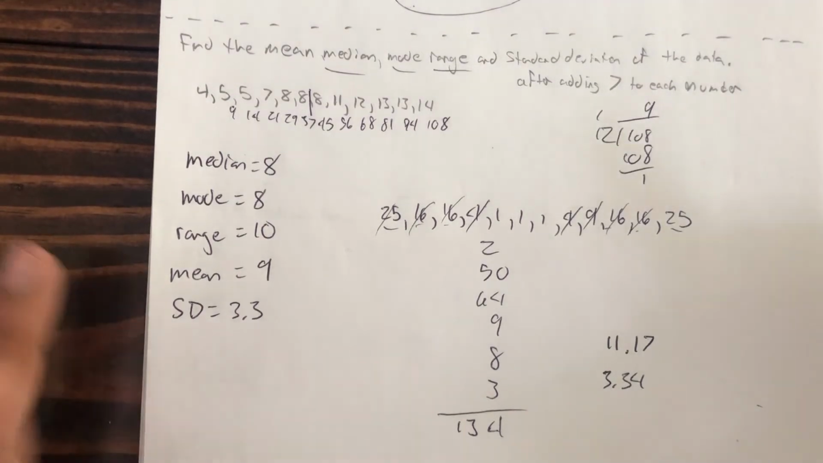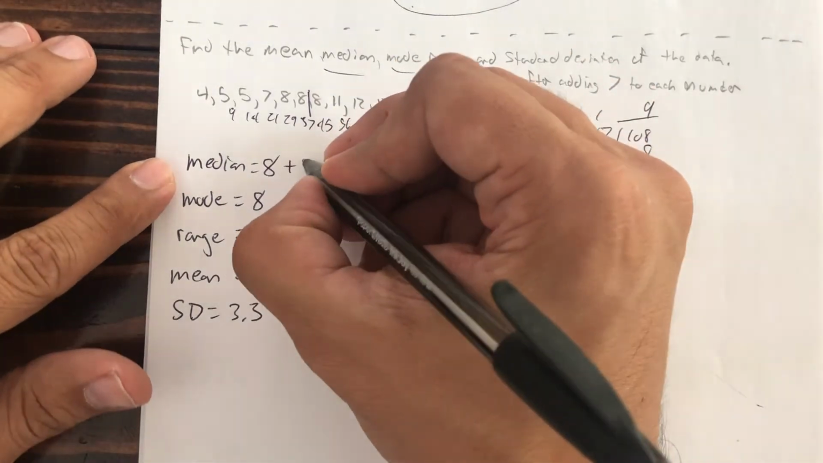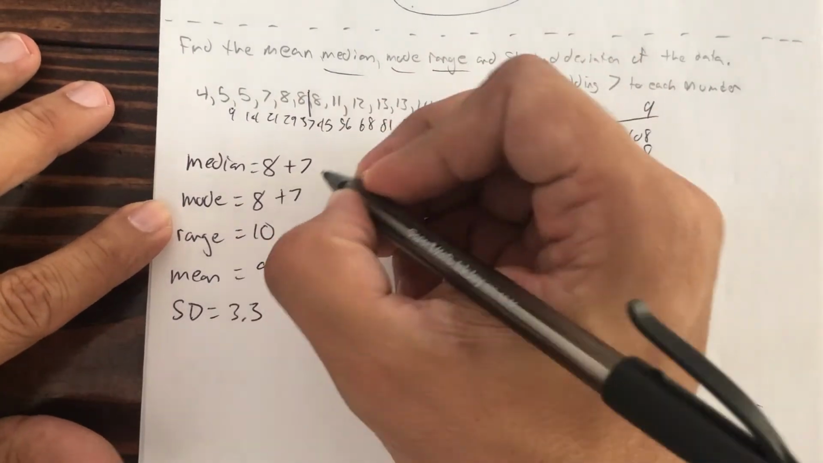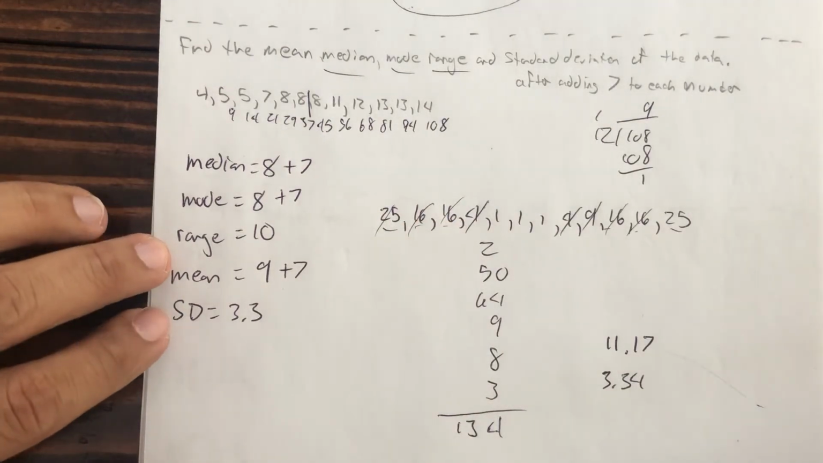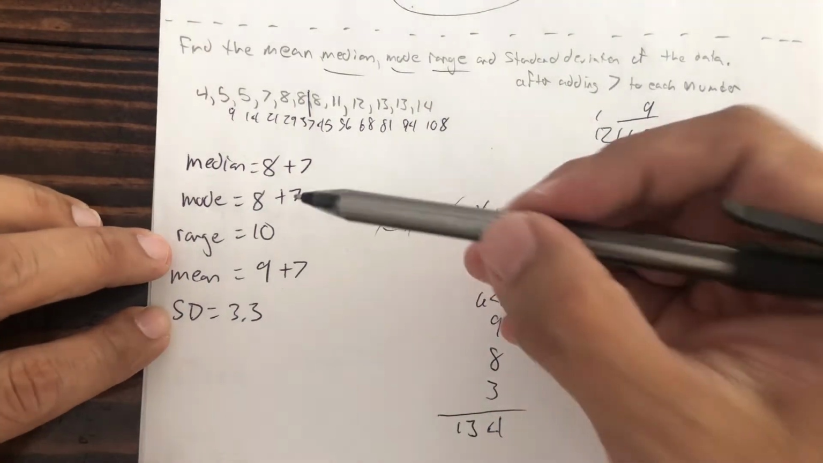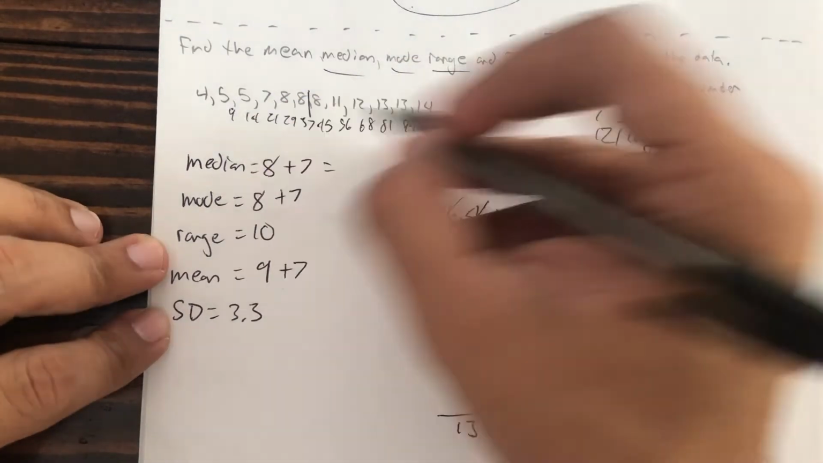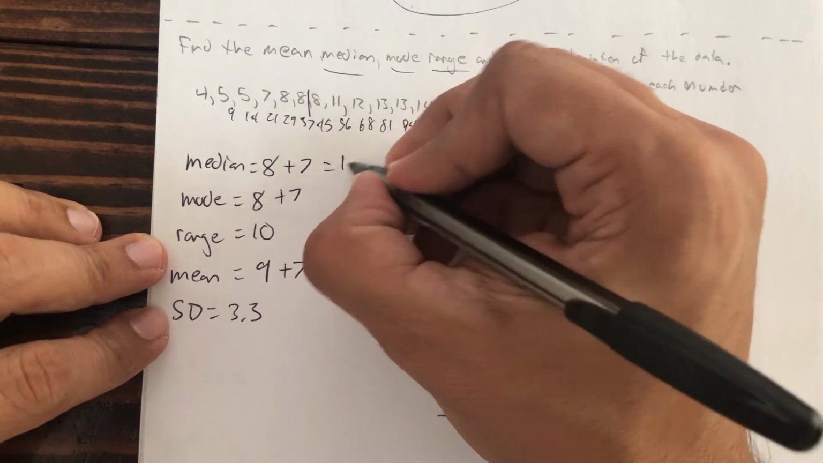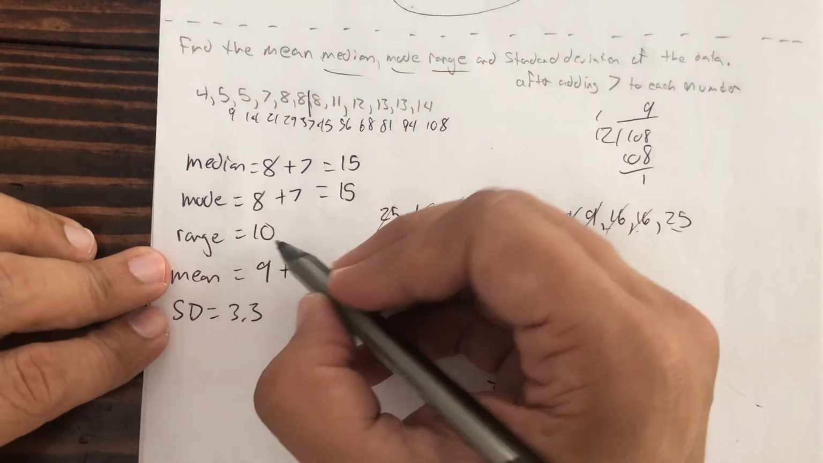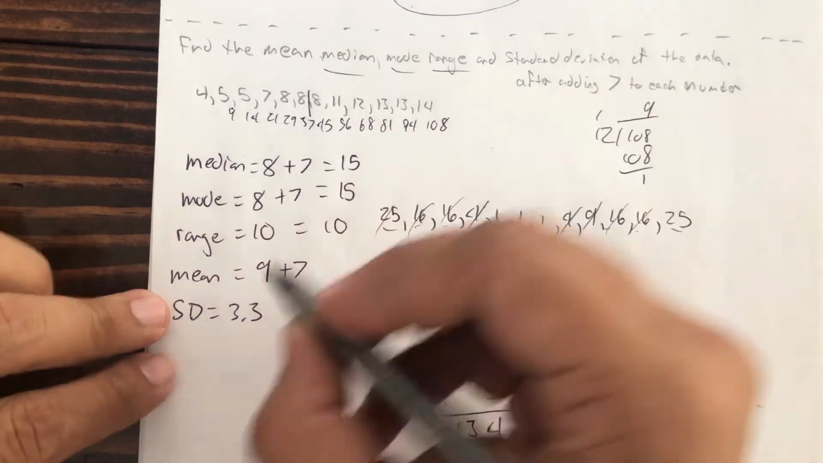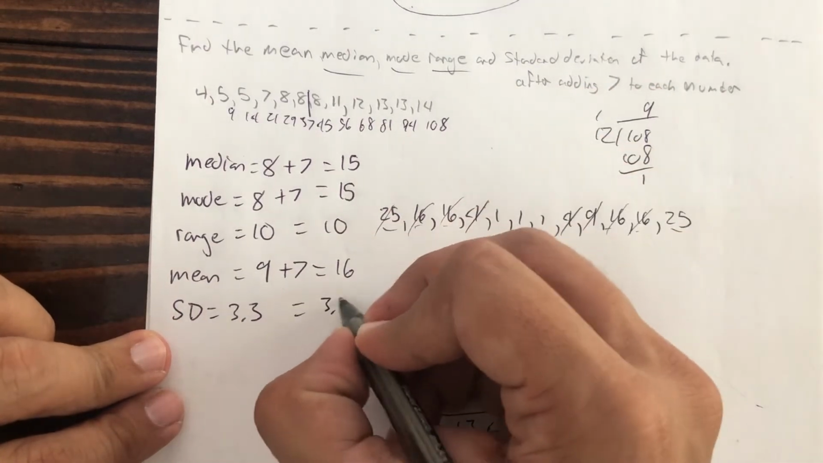Now what would happen if I added 7 to every single number? It would affect the median, it would affect the mode, and it would affect the mean. It would not affect the range or the standard deviation. So I'm done after this. What would be the median if I added 7 to every single number? It would be 15. What would happen to the mode? It would be 15. What would happen to the range? It would still be 10. What would happen to the mean? It would be 16. What would happen to the standard deviation? It would still be 3.3.